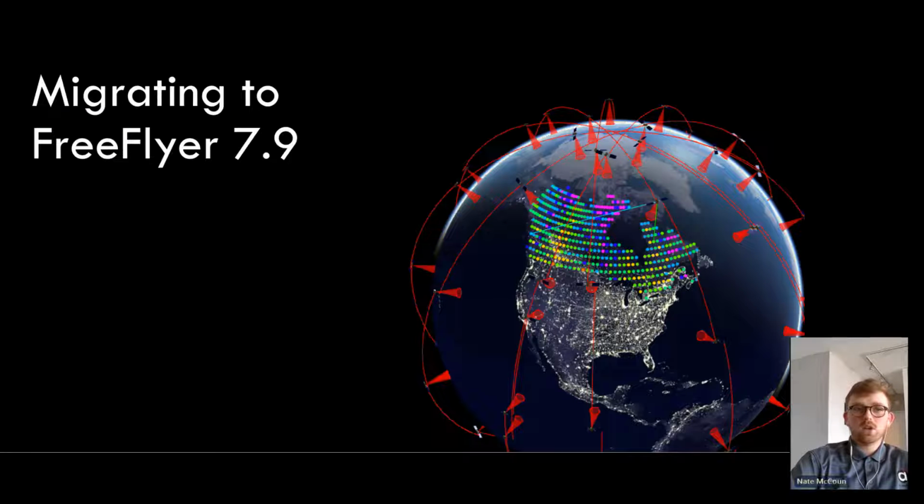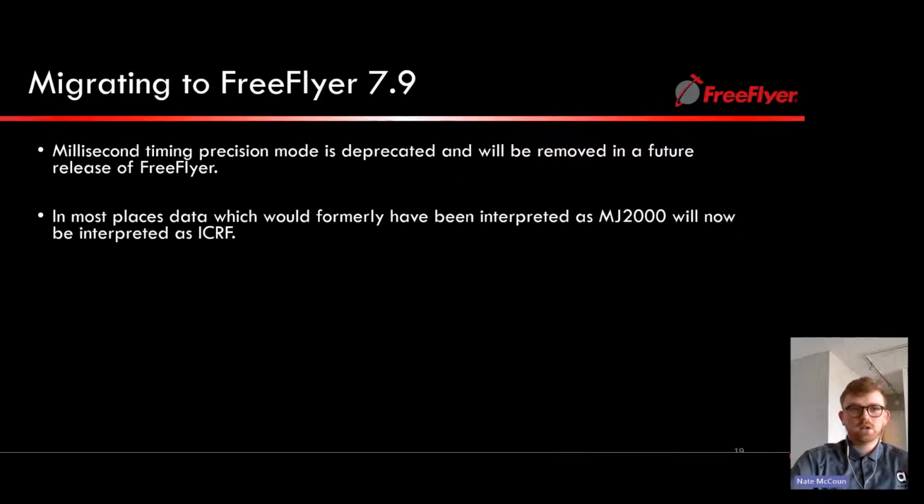All right, we'll talk about migrating to FreeFlyer 7.9 for just a moment. The first thing I'll mention is that millisecond timing precision mode is deprecated and will be removed in a future release of FreeFlyer. If you open a mission plan up in millisecond, you'll see that dialog box pop up. You are able to suppress this error, but we want to make sure that everyone is well aware that millisecond is coming to an end.